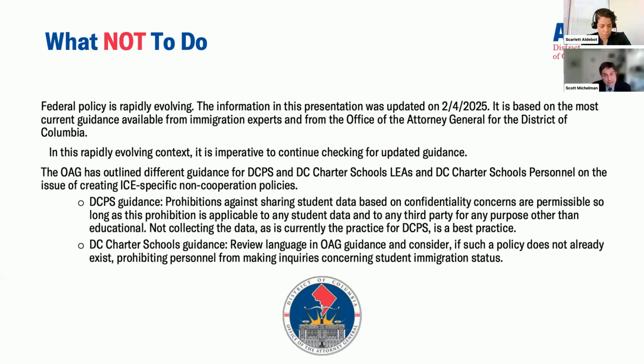Now, not collecting the data is even better. And that is currently the practice for DCPS. If there's no reason to collect students' immigration status information, then there's good reason not to collect it, because you can't give out information that you don't have. DC Charter Schools guidance: DC charters are encouraged to review the language of the OAG guidance and consider, if such a policy does not already exist, if they want to also prohibit personnel from making inquiries concerning student immigration status.